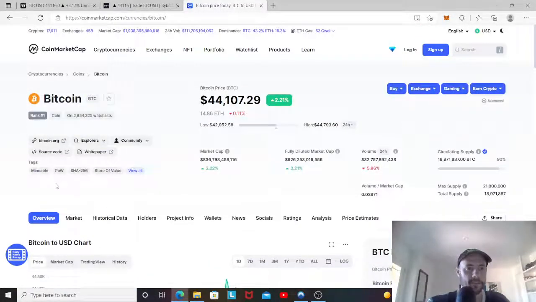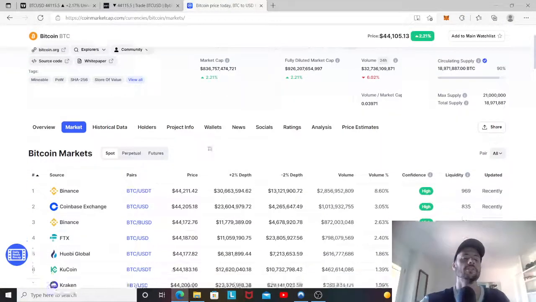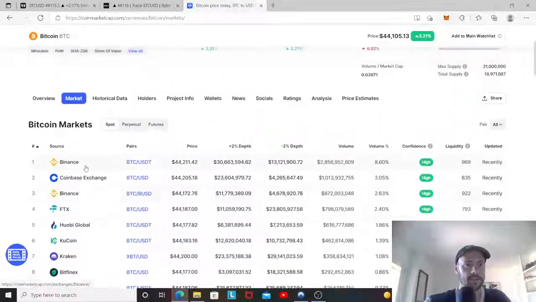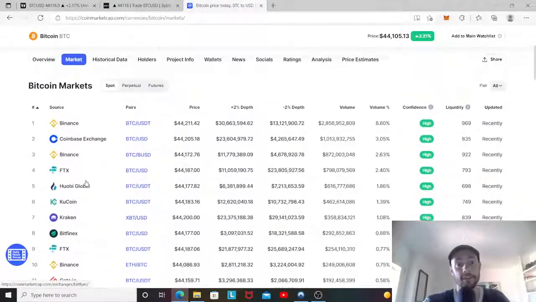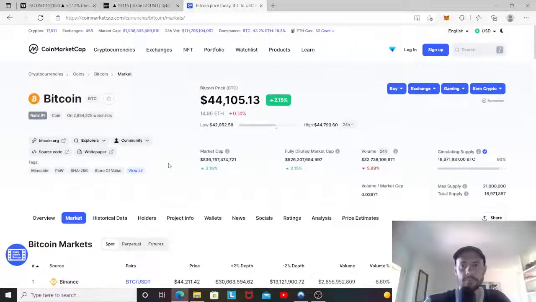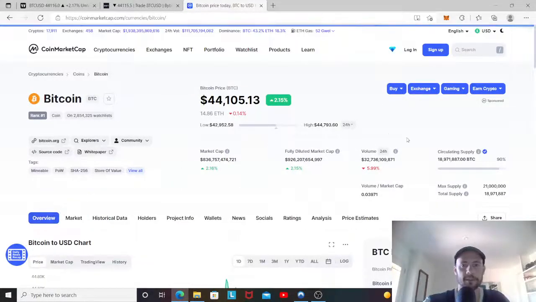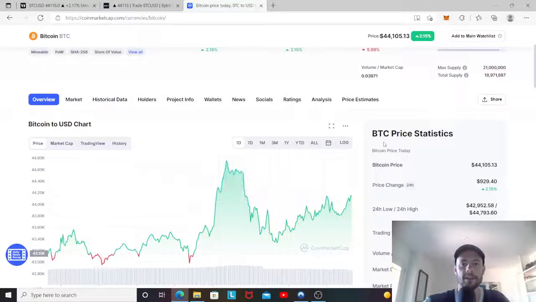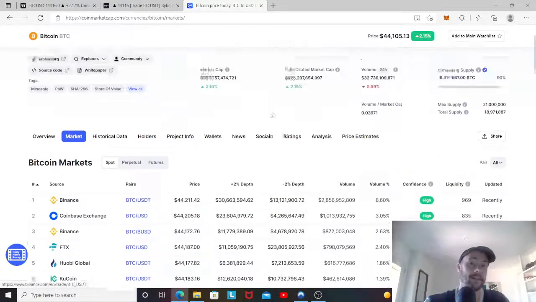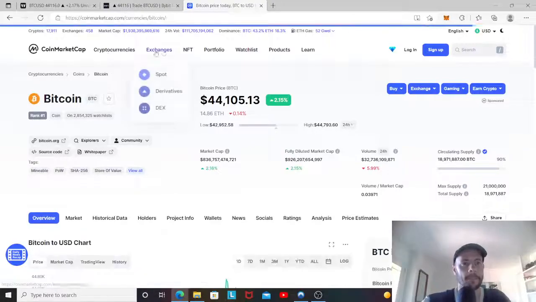If you go to the top right here, you can click on market, and it will show you all the different exchanges you can buy this crypto on. So of course Bitcoin is on, like, everything. And then there's a bunch of other stuff you can look at, but mainly you'll just be looking at the price graph or where you can buy it. That's the most useful in my opinion.